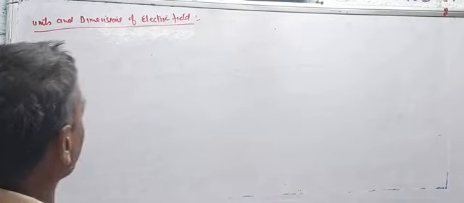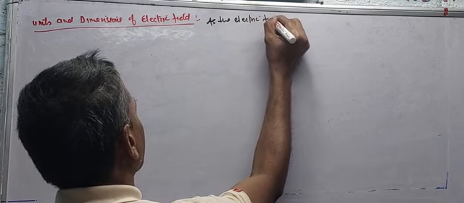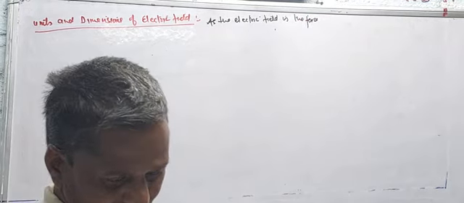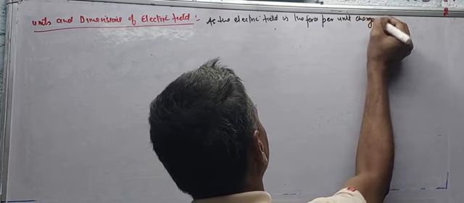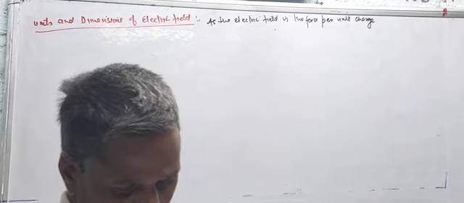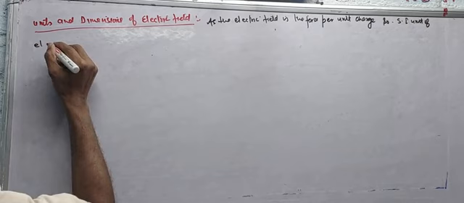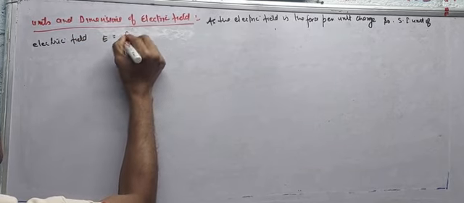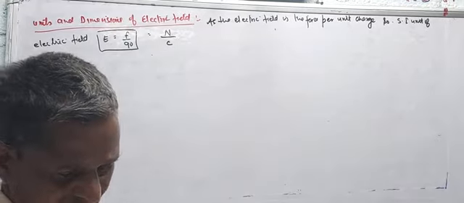As the electric field is the force per unit charge, its SI unit is, from the formula E equal to F upon q naught, Newton per Coulomb.